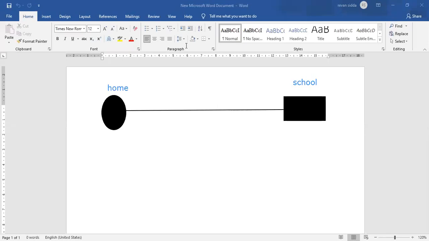Now, the distance from home to school is, suppose, 5 kilometers. And how much time has it taken? Suppose 5 minutes. Now, the definition for speed will be: speed is equal to distance traveled by time taken.